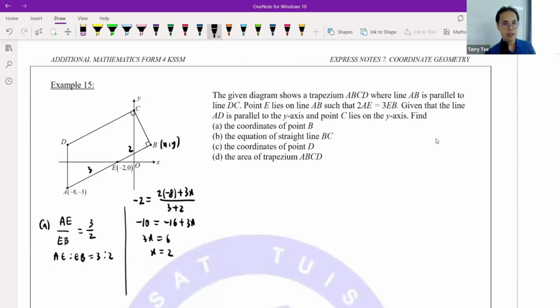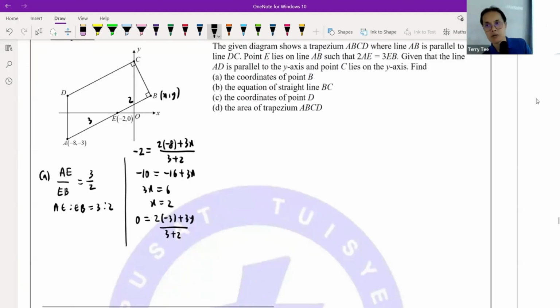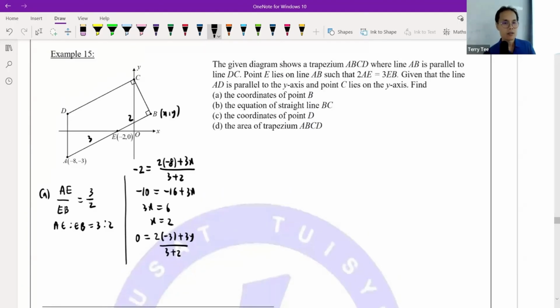Then you continue with your y. You have no space. My y coordinate is 0. Maybe I just write below here. 0 equals 2 times negative 3 plus 3 times y, over total ratio 3 plus 2. Now, good news is you multiply by 0 is still 0, right? So you can just ignore that. 0 equals minus 6 plus 3y. 3y is 6, y is 2. Therefore, your coordinate of point B is 2, 2.